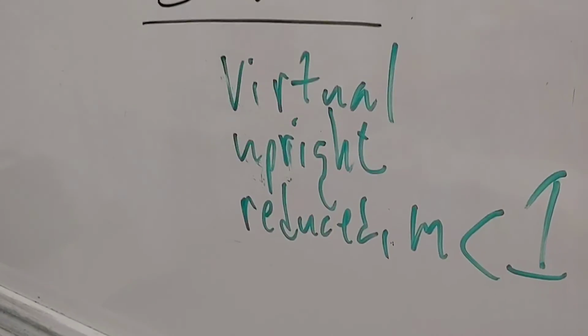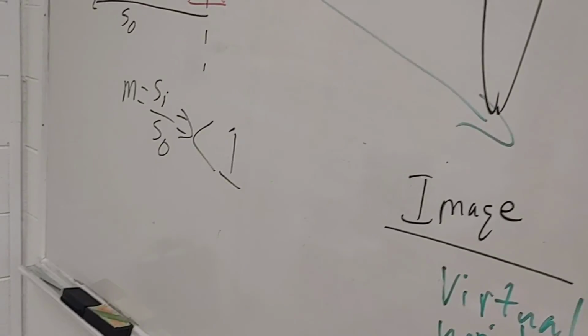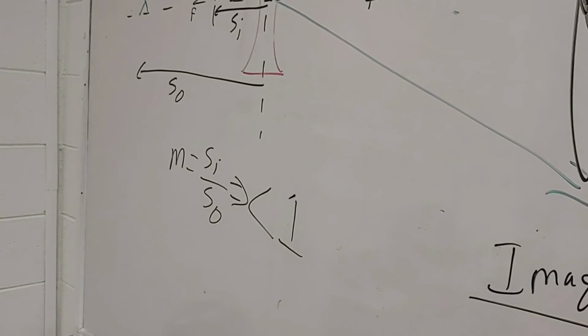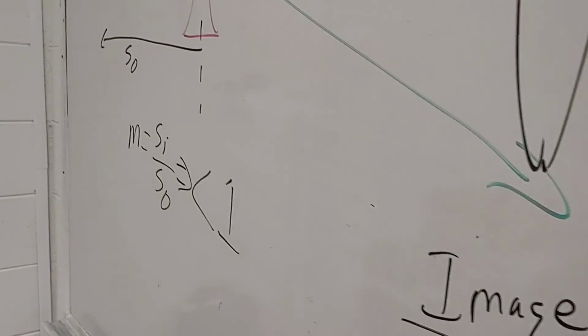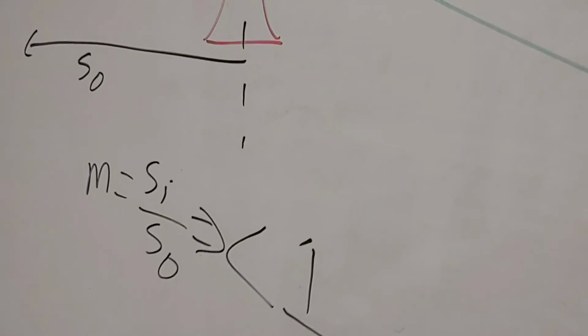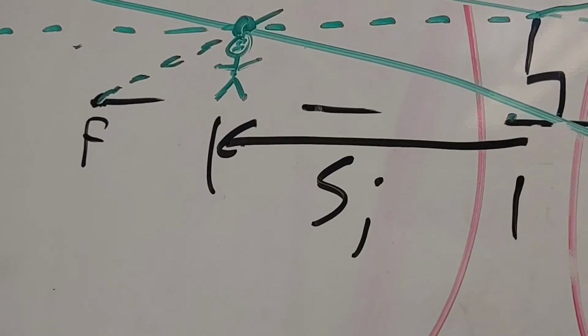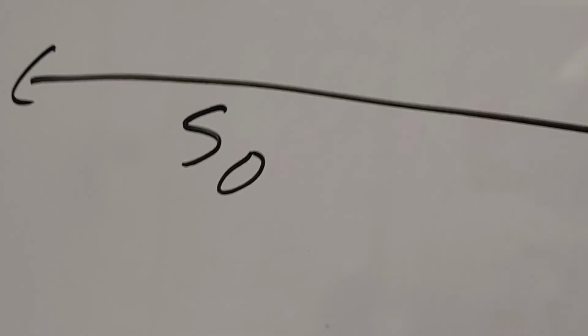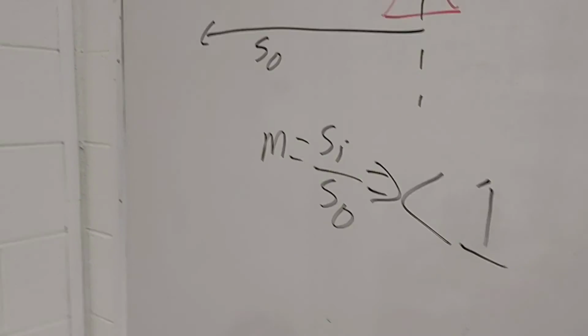That is definitely upright. It's not inverted. And the magnification is definitely reduced. It's less than 1. Now, you'll see in the book it's got cut off. You can find magnification by finding the height of the image over the height of the object. The same ratio applies for the length of the image over the length of the object. So s_i over s_o.